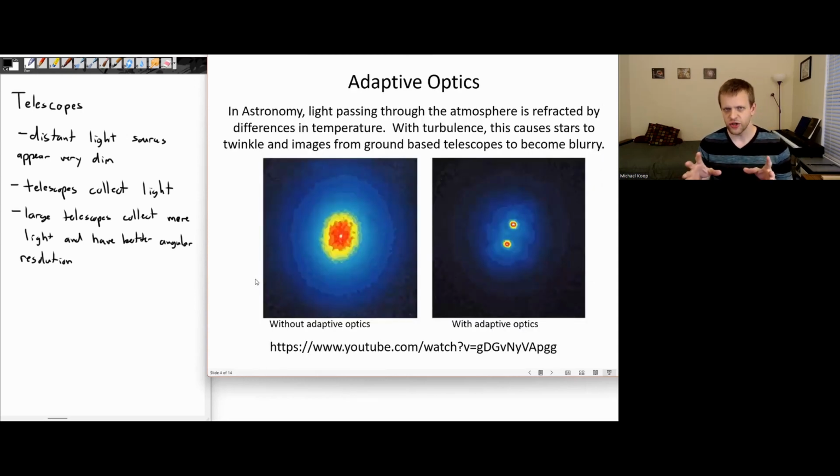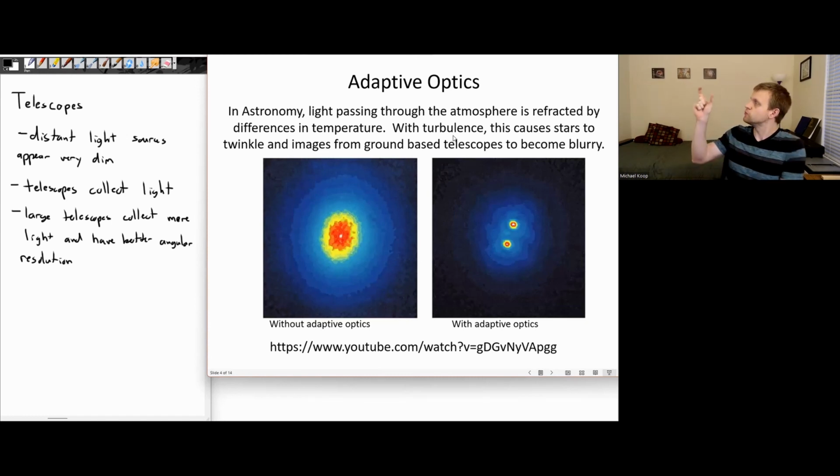So I just want to talk about a few technologies and a few aspects of these telescopes. I mentioned how the atmosphere causes this shimmering effect for stars, similar to how the air over top of asphalt looks on a hot day. This atmospheric turbulence causes stars to twinkle and images from ground-based telescopes to become blurry.